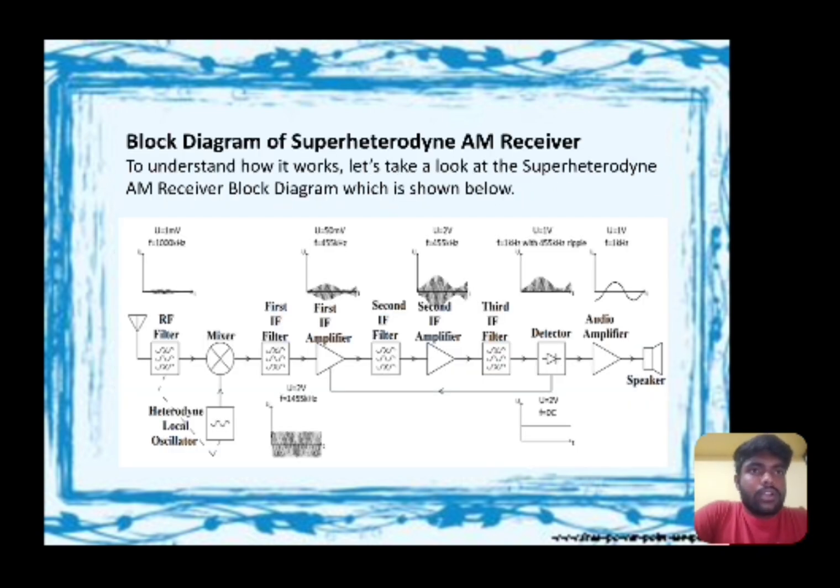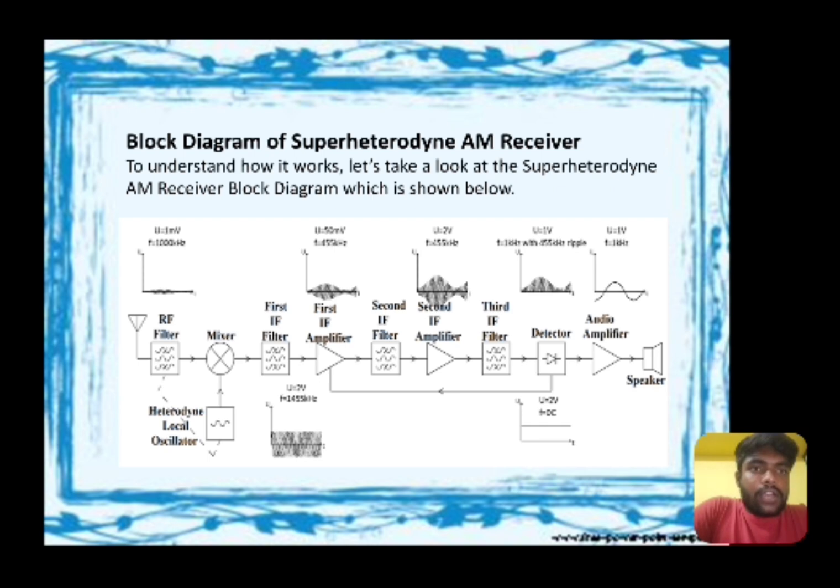Here is the block diagram of the superheterodyne AM receiver. To understand how it works, let us take a look at the superheterodyne AM receiver block diagram, which is shown below. This is the block diagram where we send the signal into the RF filter, and here is the mixer. It is added to the heterodyne local oscillator and RF filter.